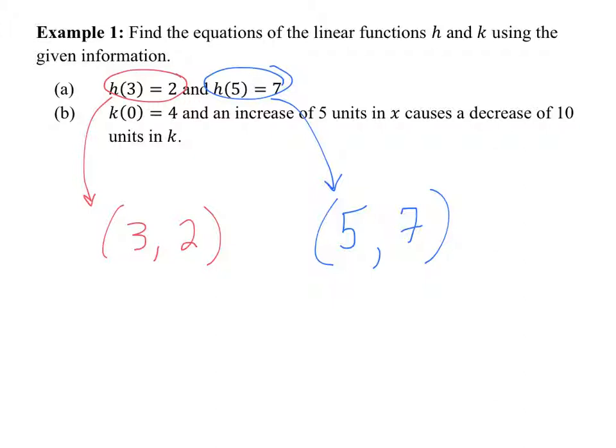What do you get for a slope as a result here? What do you got, Paul? 5 over 2. Others agree? 5 over 2? Okay, so once you have the slope now, you can say f of x equals 5 halves x plus b. Right? F of x equals, or h of x, sorry. H of x equals 5 halves x plus b.